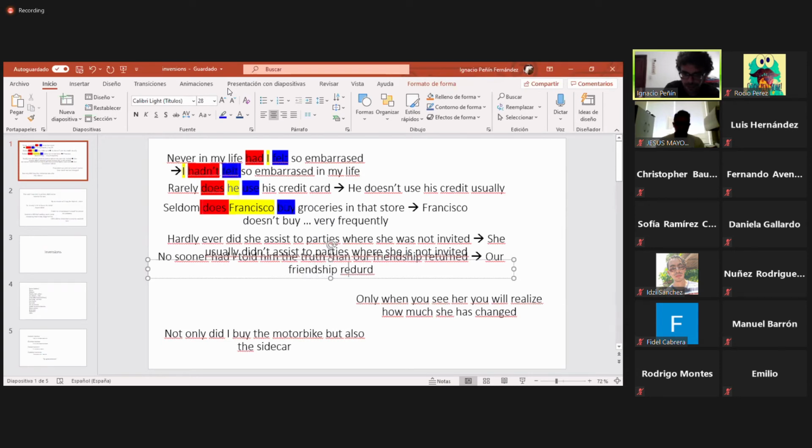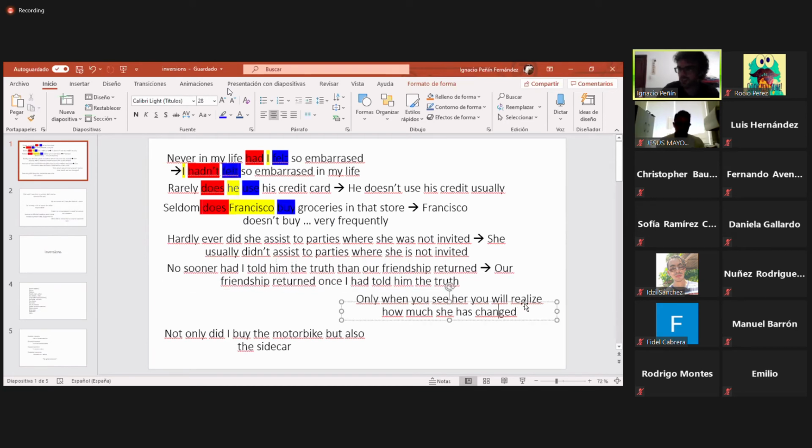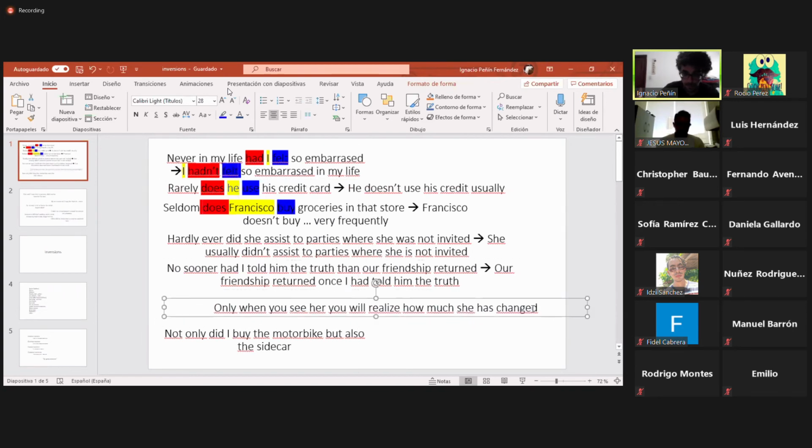Friendship, I don't know. The truth. Okay, something like that. Could be one of the possible structures, not the only one, okay? This should be easier with a negative form, the easiest way.